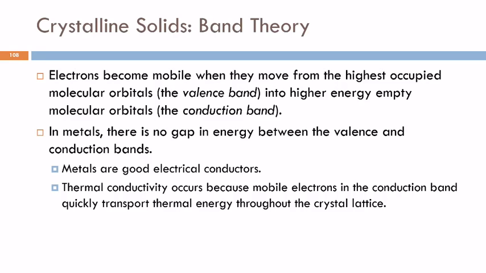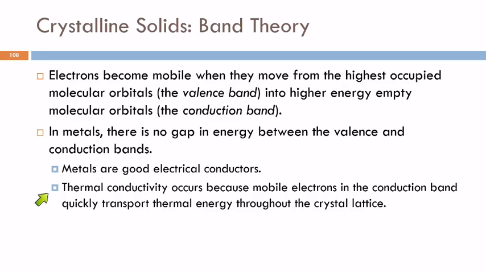Metals have no gap in energy between the valence band and the conduction band. And so because there's no gap in energy, it's very easy for the electrons to move up into that conduction band. It's a little bit like a carpool lane on a congested freeway. There's no penalty for going over there, and so electrons can very easily get into the carpool lane and they can just zip down as far as they want. So that makes metals good electrical conductors.